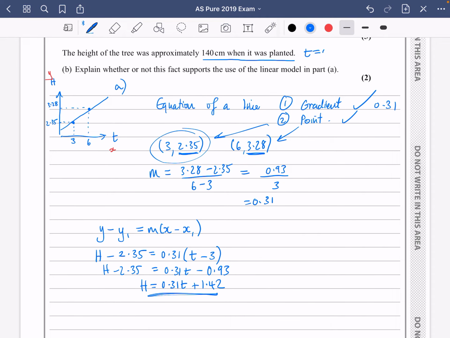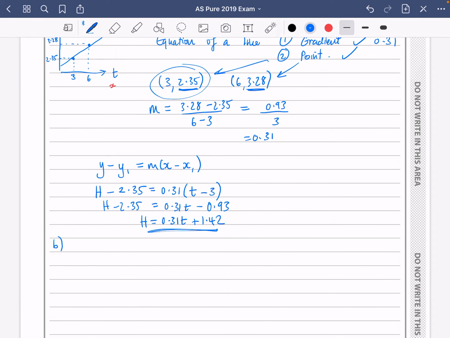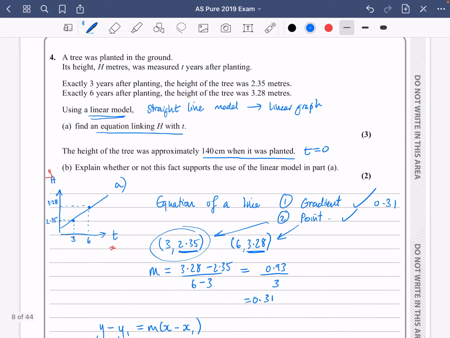In other words, when the time started at 0. So I'm going to use my model for part B with time being equal to 0 to see what height the model would have predicted. Well, the model would have predicted that the height was 1.42. But careful, because the height here is being measured in meters.